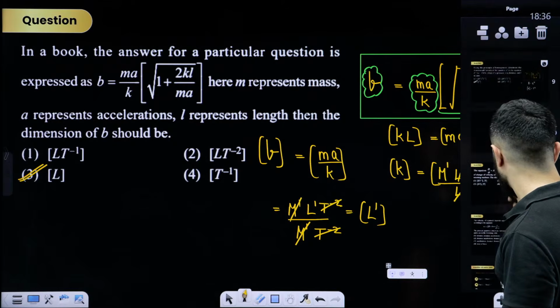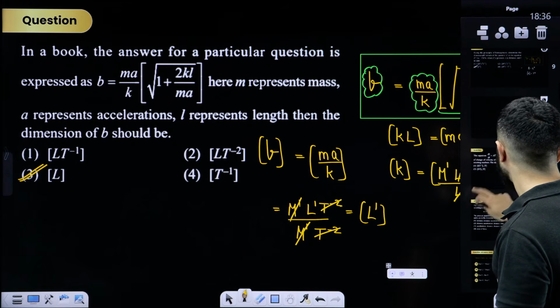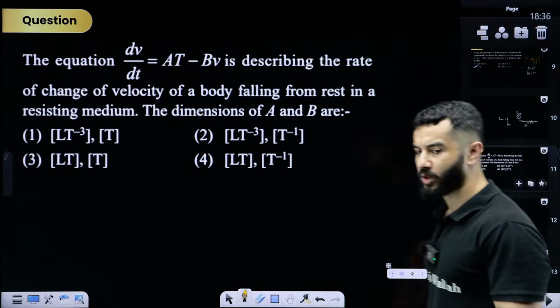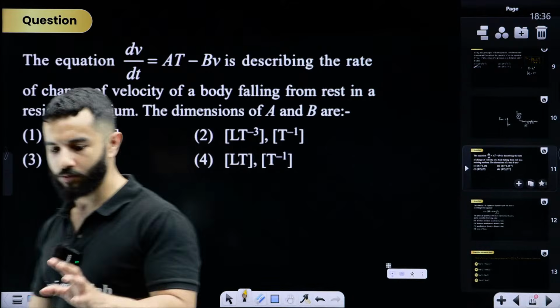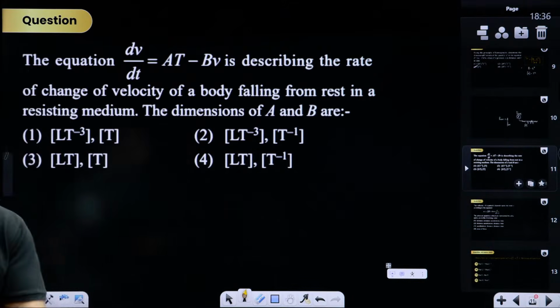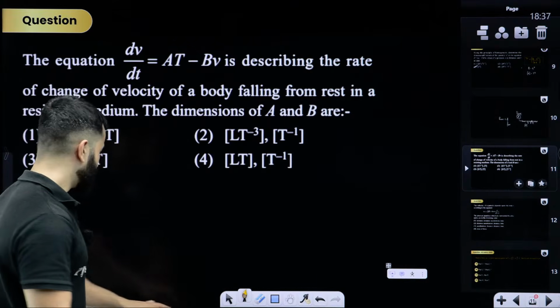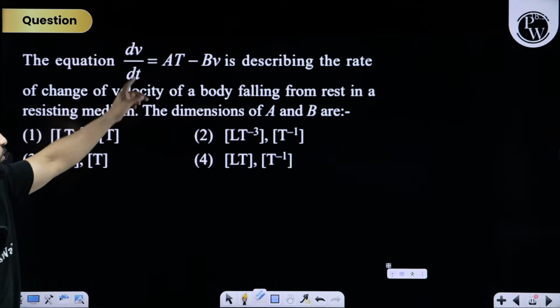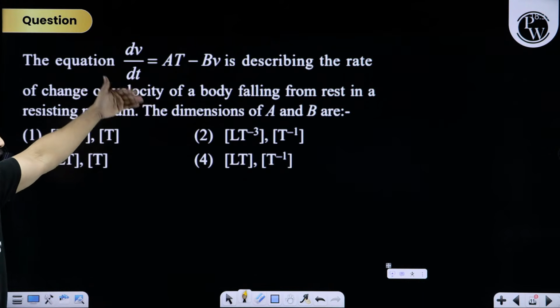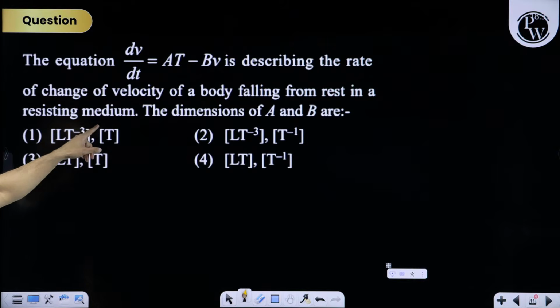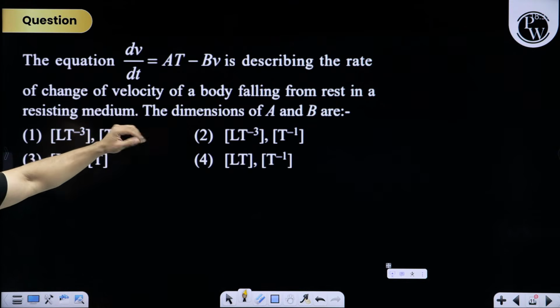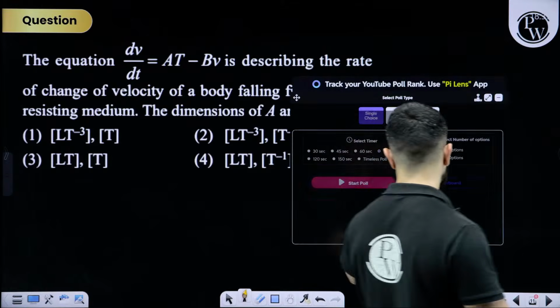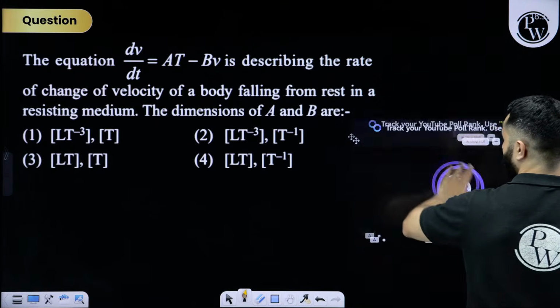Clear, dosto, till here? Let's talk about one or two more problems related with dimensions, with the principle of homogeneity. It is one of the important topics from this particular chapter. This is the next question. The equation dv by dt equals at minus bv is describing the rate of change of velocity of a body falling from rest in a resisting medium. The dimensions of a and b are... starting the poll, 90 seconds, let's start.